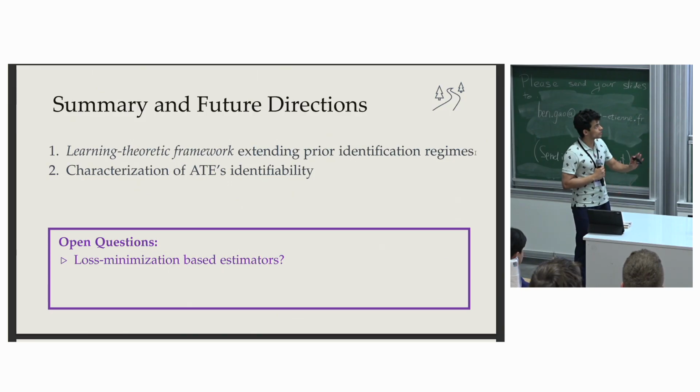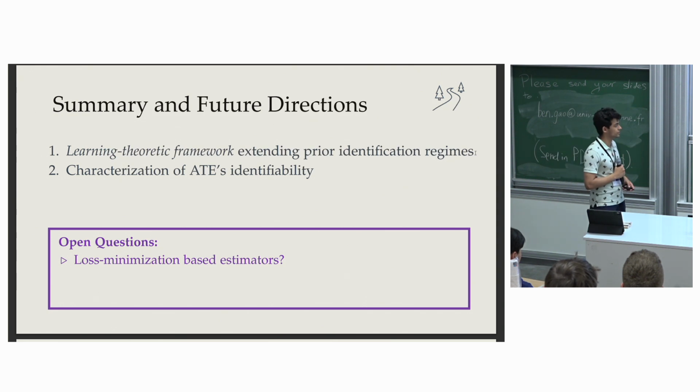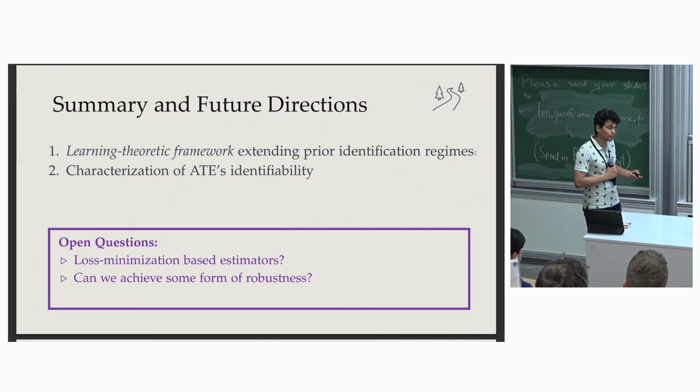And that's the high level future direction. And some more specific questions are that our estimators are inefficient and are based on certain covering arguments. It would be very nice to have efficient and loss minimization based estimators. It would also be great to have some form of robustness to misspecification of these classes P and D.